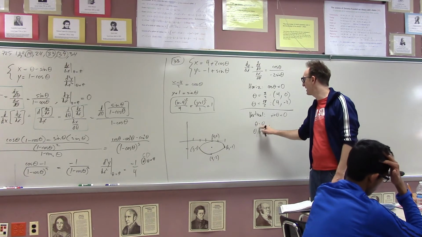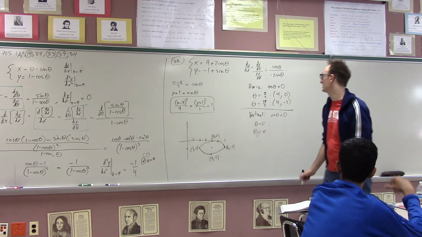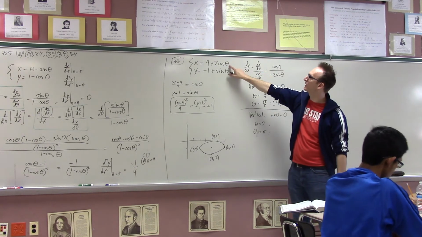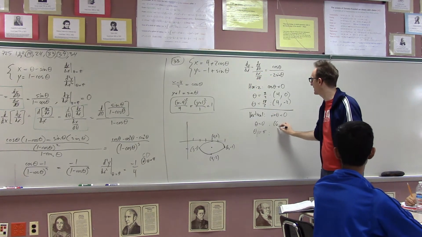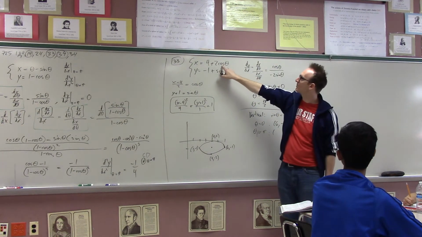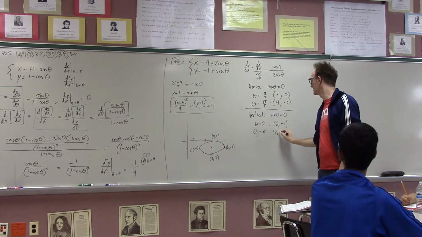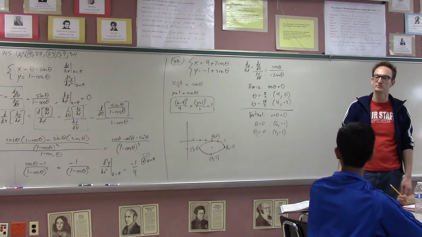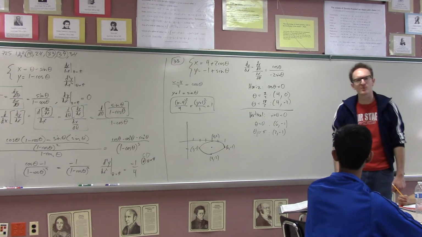And where am I when theta is 0? If I plug in 0 for theta, cosine theta is 1, so that's 6, negative 1. And if I plug in pi, cosine pi is negative 1, so I get 2, negative 1. So everything matched up to exactly what I thought it should be based on knowing things. Cool? Say cool.